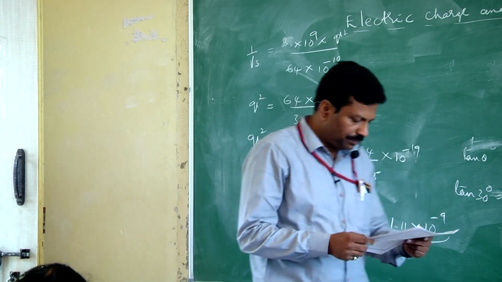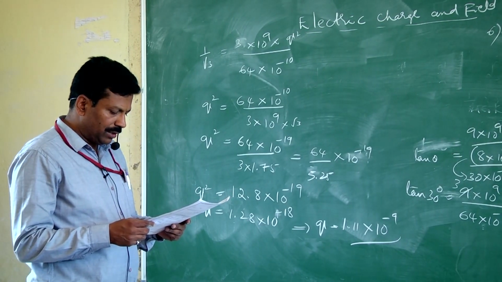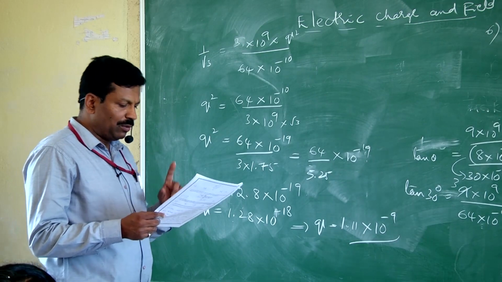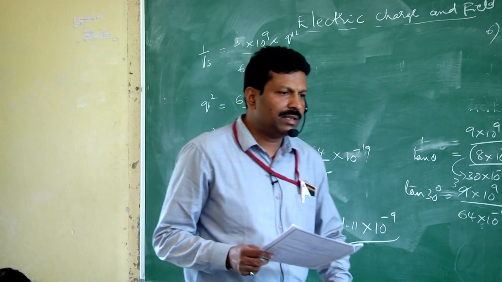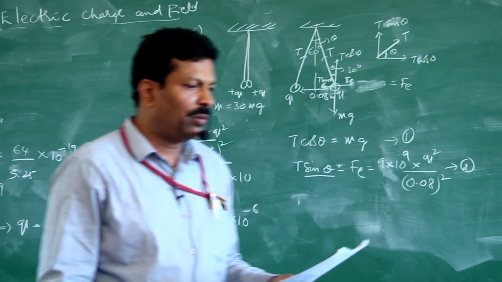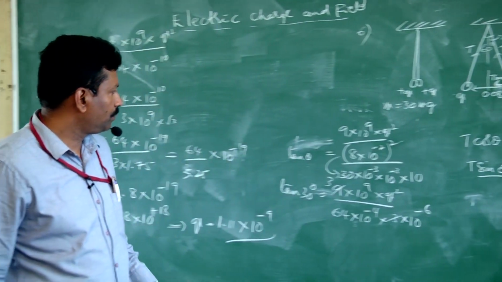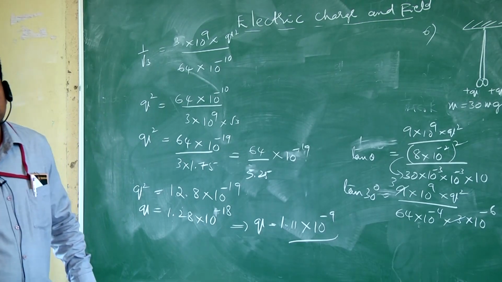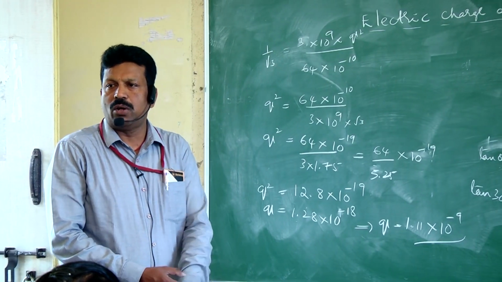So what is the answer? 1.19. ಅದು ಮೋಸ್ಟ್ಲಿ 1.19 ಬರುತ್ತೆ. ಅದು 1.19 ನ್ಯಾನೋಕೂಲಮ್. 1.19 ನ್ಯಾನೋಕೂಲಮ್ ಅಂತ ಮಾಡ್ಕೊಳ್ಳಿ. Are you clear? ಅರ್ಥ ಆಯ್ತಾ? ಯಾಕೋ ಡೌಟ್ ಇದೆಯಾ ಪ್ರಾಬ್ಲಮ್ ಅಲ್ಲಿ?